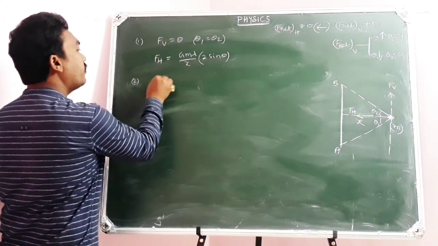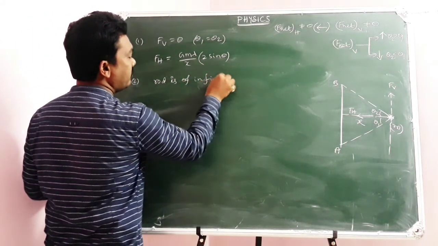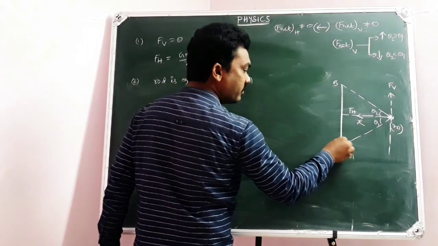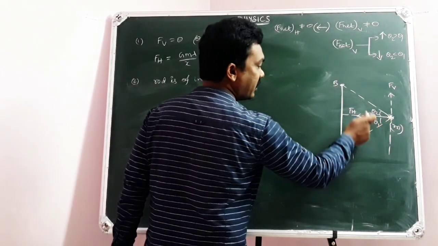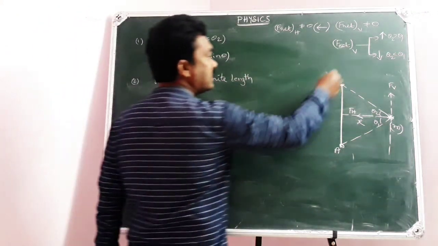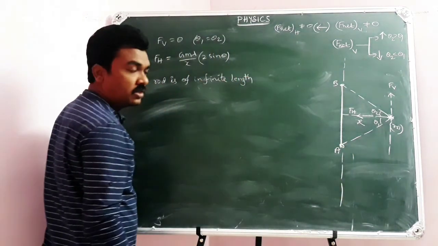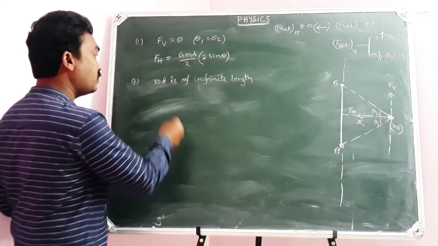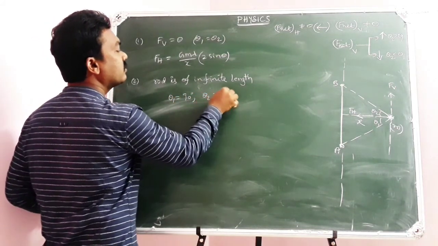If the rod is of infinite length. Till now you have dealt with a rod of a finite length, and the special case is the mass is located symmetrically so that theta 1 equal to theta 2. But now the rod is of infinite length, means this AB is of infinite length. When this AB is of infinite length, theta 1 goes to infinite, theta 2 goes to infinite. It means theta 1 equal to 90 degrees, theta 2 equal to 90 degrees.